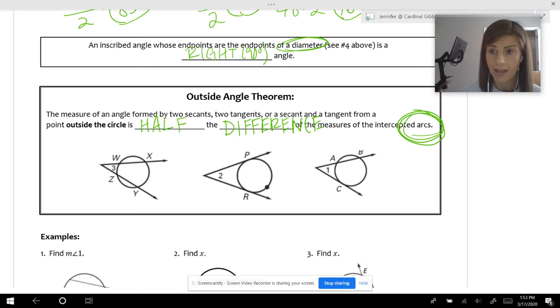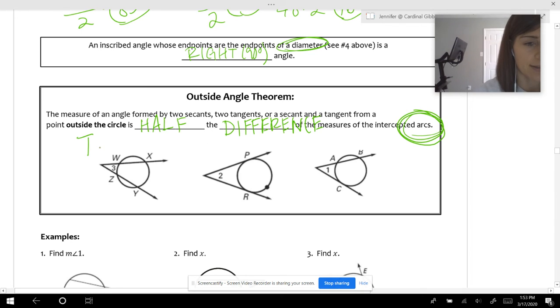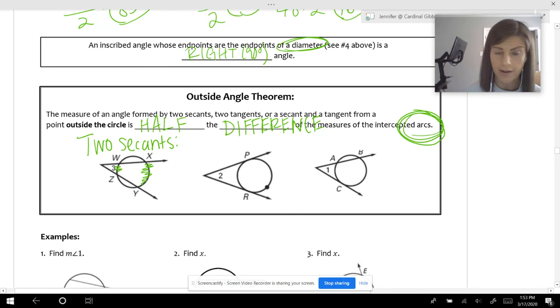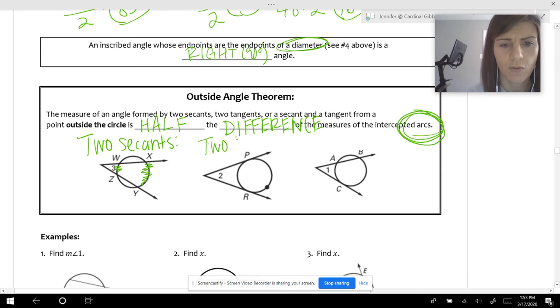So there's three different ways that outside angles can be formed. The first is that they can be formed by two secants. That's what's happening in this picture. And our intercepted arcs in this picture are right here and right here. So the intercepted arcs are the ones that basically get formed by the edges of the angle, or by the sides of the angle. The picture in the middle here, this is a picture of an outside angle that's formed by two tangent lines.